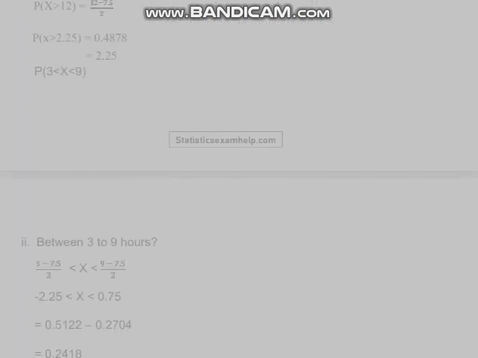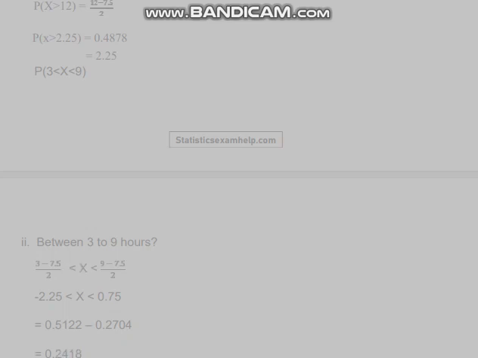Mu equals 7.5, sigma equals 2.0. P(X greater than 12) equals P(Z greater than 2.25) equals 0.4878. 2. Between 3 to 9 hours? P(3 less than X less than 9) equals P(-2.25 less than Z less than 0.75) equals 0.5122 minus 0.2704 equals 0.2418.